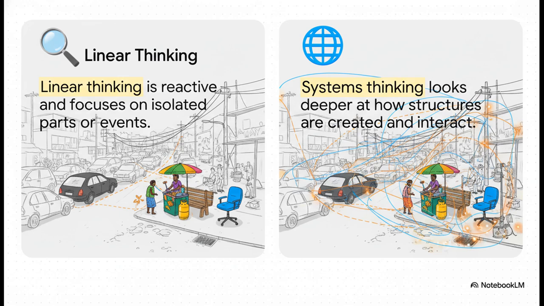That car becomes part of traffic flow. The vendor isn't just a person anymore, they represent the informal economy. And that broken bench, that's a sign of community resilience or maybe infrastructural decay. We're moving from the individual parts to the whole shebang.